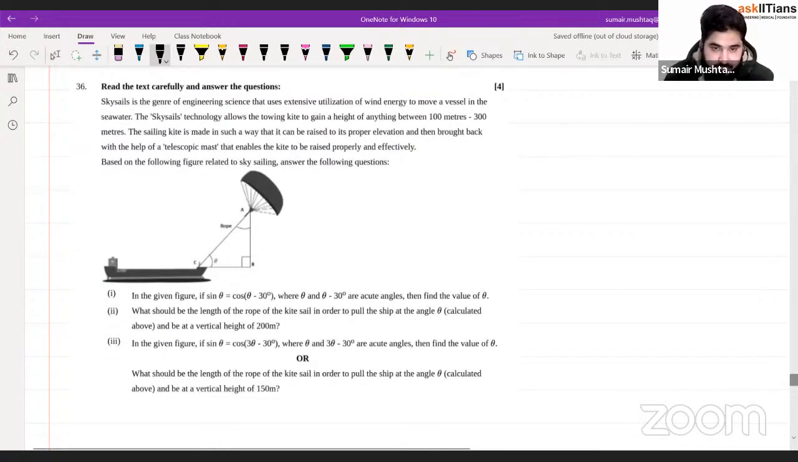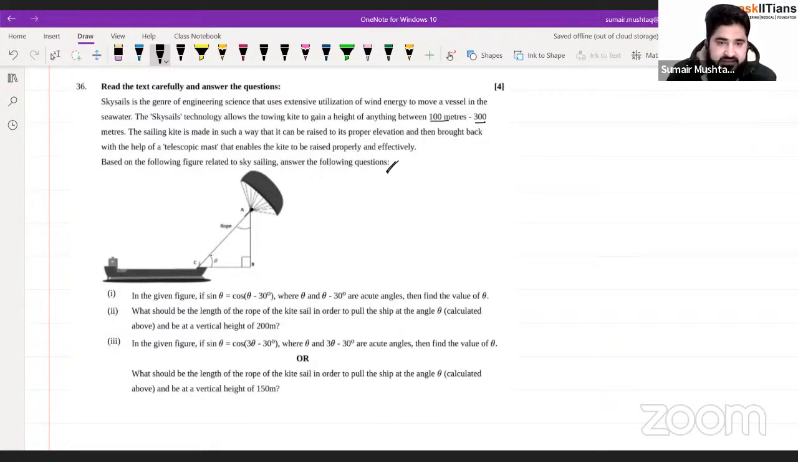The sky sails technology allows the towing kite to gain a height of anything between 100 meters to 200 meters. That means height is between this. Now, this is the triangle which is being made. You can read the question. First of all, read the question, and this is the most important thing in this passage. Sky sail is the genre of engineering science that used extensive utilization of the wind to move. All these things need to be read first. After that, you can proceed to the question.